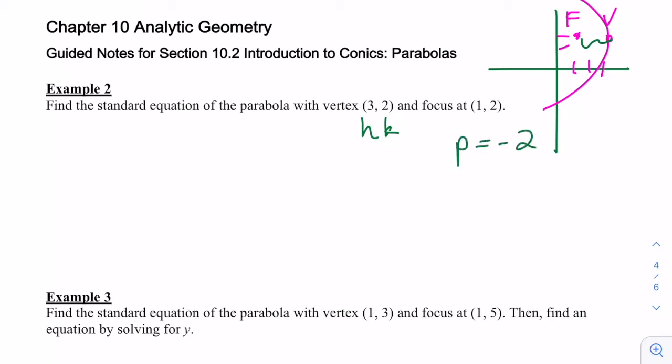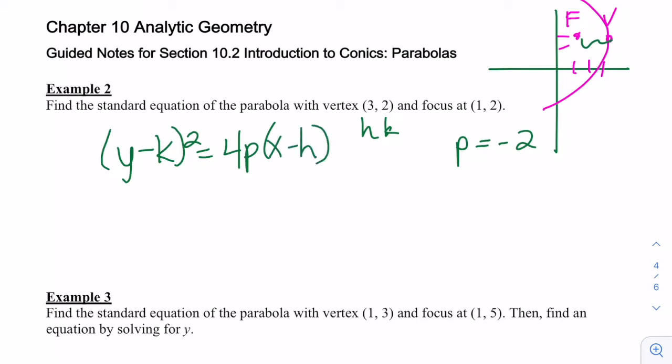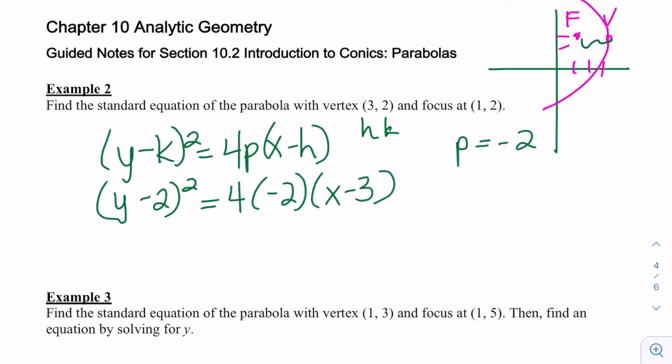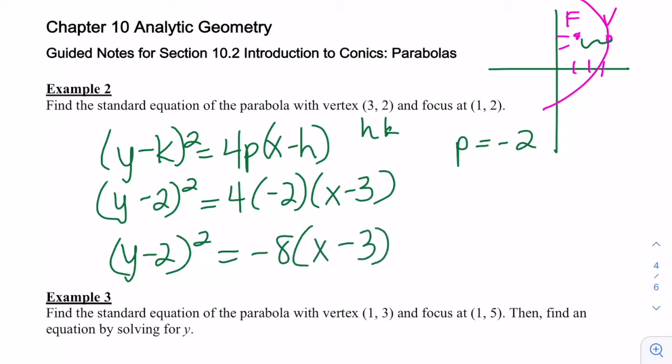But the equation will be a little different. So we know that (y minus k) squared equals 4p times (x minus h). So let's plug these values in. So we know (y minus 2) squared equals 4 times negative 2 times (x minus 3). So we'll just leave it in the standard form. (y minus 2) squared equals negative 8 times (x minus 3).